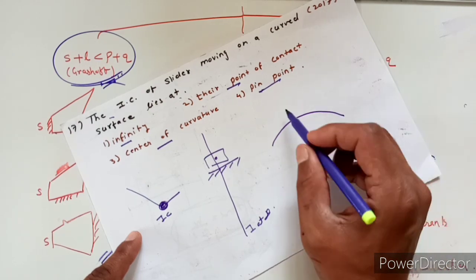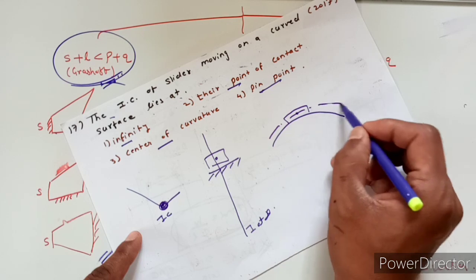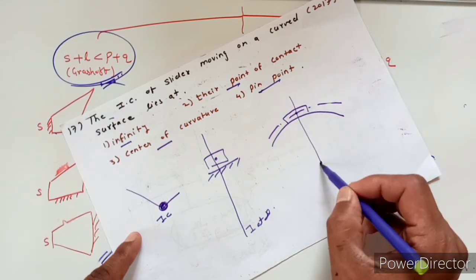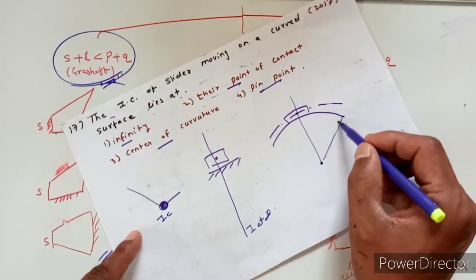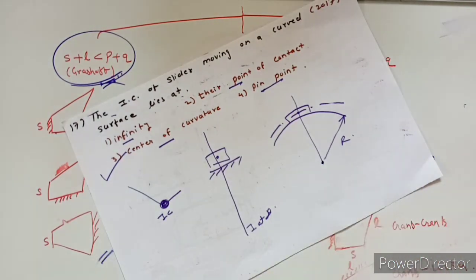So for a curved path, if the slider is sliding along this curve, its center of rotation will obviously be at the center of this curve. So the correct answer is option number 3, center of curvature.